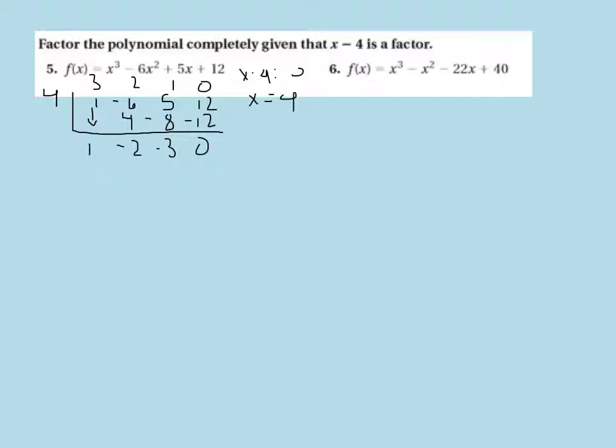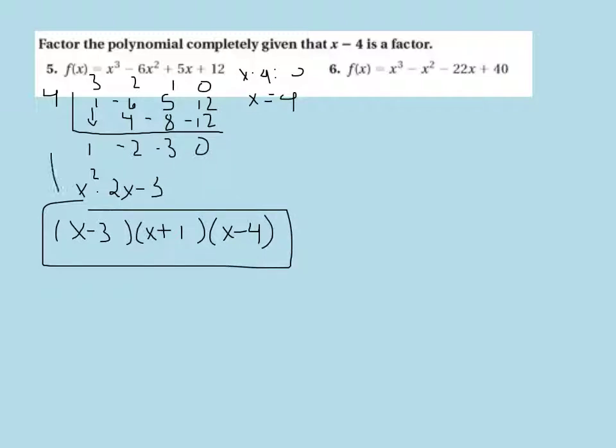And then what we have to look at is factor it completely. So we have x squared minus 2x minus 3 left. How do we factor that? Well, it's just saying factor, not find the 0, so we just have to factor. What multiplies to negative 3 and adds to negative 2? Negative 3, positive 1. But don't forget the original one they gave you. So that is that factored.